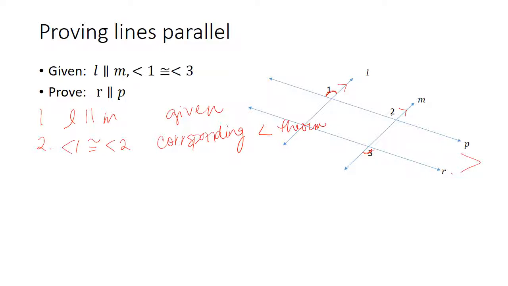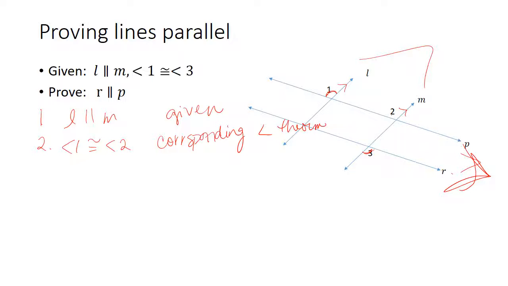Okay, so now I'm going to go from looking at it as these two are the parallel lines to looking at it as these two are the parallel lines. Angle 2 and angle 3 are alternating exterior angles, but I can't say that they're congruent yet.